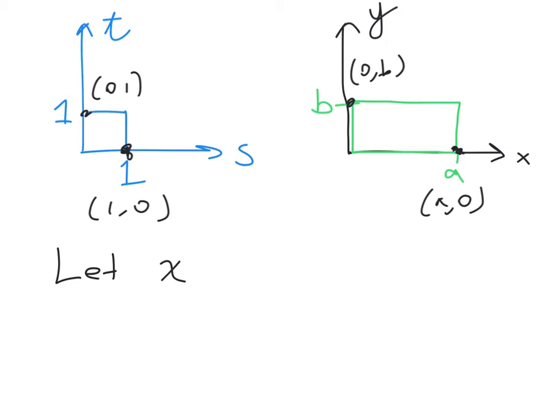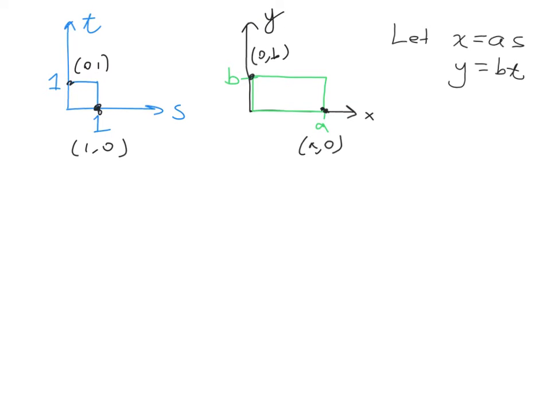Let x equal As and y equal Bt. When s is 0, x is 0. And when s is 1, x is A. When t is 0, y is 0. And when t is 1, y is B. So in these parameter coordinates, x goes from 0 to A, while s goes from 0 to 1. y goes from 0 to B, while t goes from 0 to 1. So these coordinates transform this rectangle into a square back in st space.